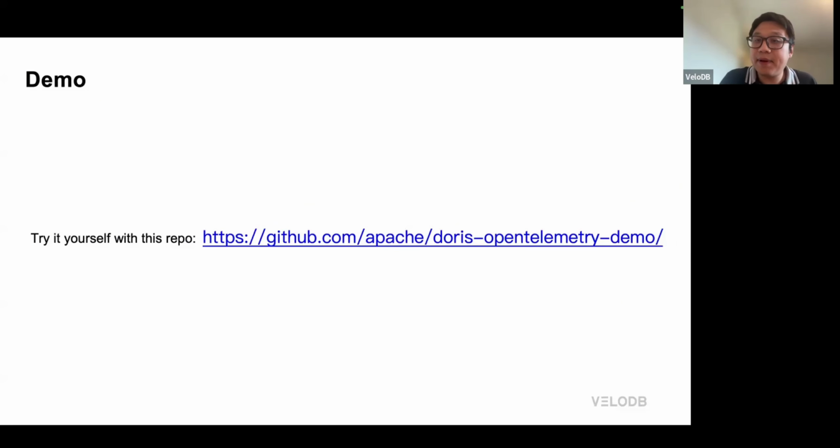So the next step is that we're going to go through a demo. I'm going to showcase a live environment with OpenTelemetry integrated with VeloDB, the commercial version of Apache Doris, as well as Grafana. But if you want to try this demo yourself, here is the GitHub link where you can get the repo and set up the stack on your own. So with that, I'm going to stop sharing to pull up the demo environment.